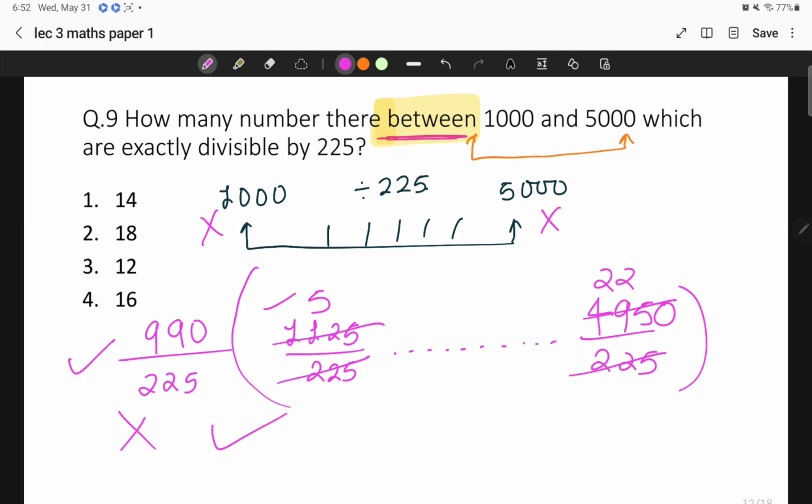So between 5 and, now this is the shortcut actually, this is not the long method that I am following. So between 5 and 22, how many numbers are there? There are a total of 18 numbers between 5 and 22. So the answer for the question is option B, that is 18.